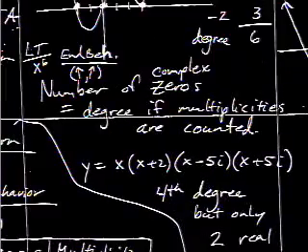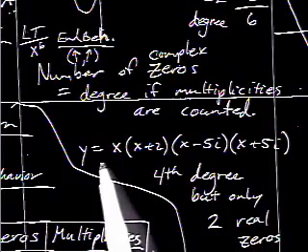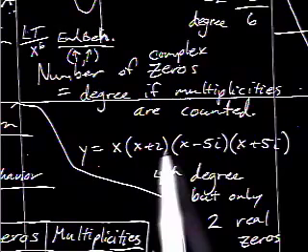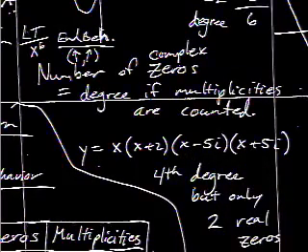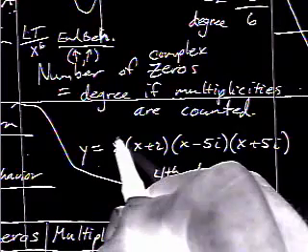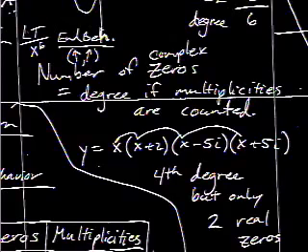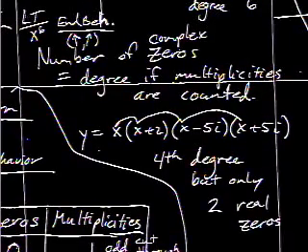Now, just to give you an idea of this number of complex zeros equals the degree, if you were to look at something like this, y equals x times the quantity x plus 2 times the quantity x minus 5i times the quantity x plus 5i, this is actually a 4th degree polynomial, right? 1, 2, 3, 4. Take all the firsts and multiply them together, so we get x to the 4th. So it is a 4th degree polynomial. But there are only 2 real solutions in this situation.